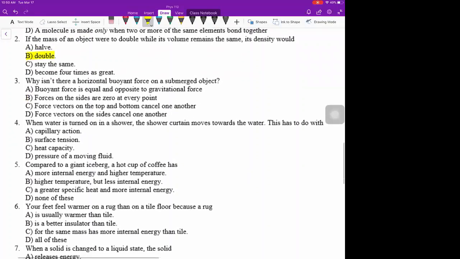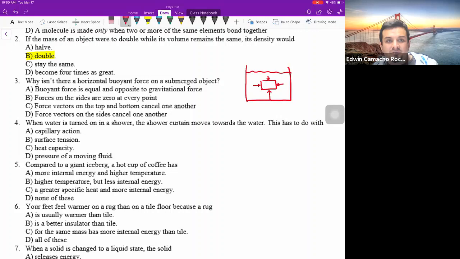Number 3, why isn't there a horizontal buoyant force on a submerged object? So that is the situation I draw. If this is the water, then you have a submerged object over here. You're going to have pressure from the bottom, pressure from the top, and also pressure from the sides. Top and bottom are different. The sides are the same, with the same amount against each other.